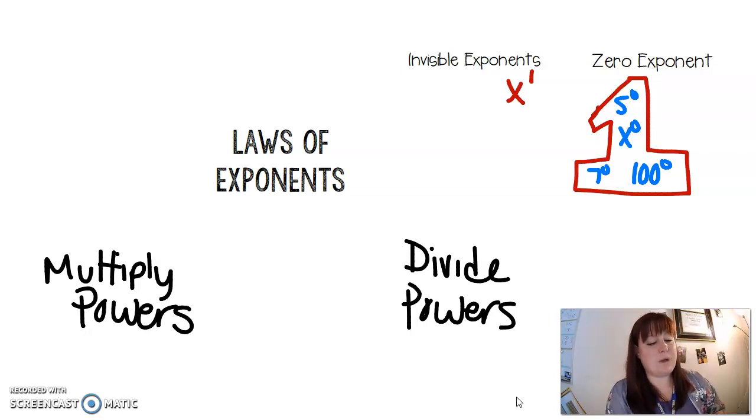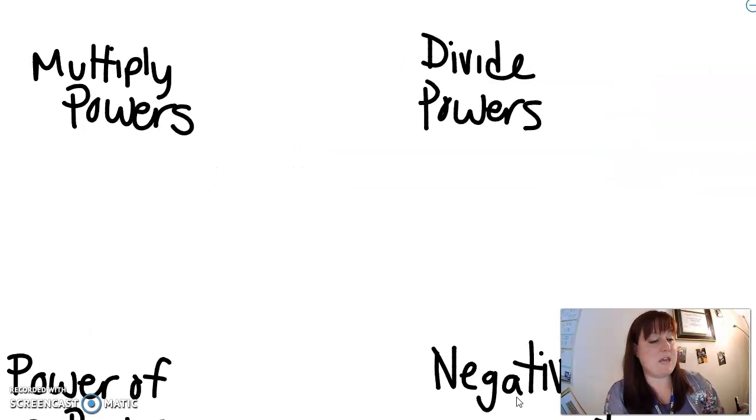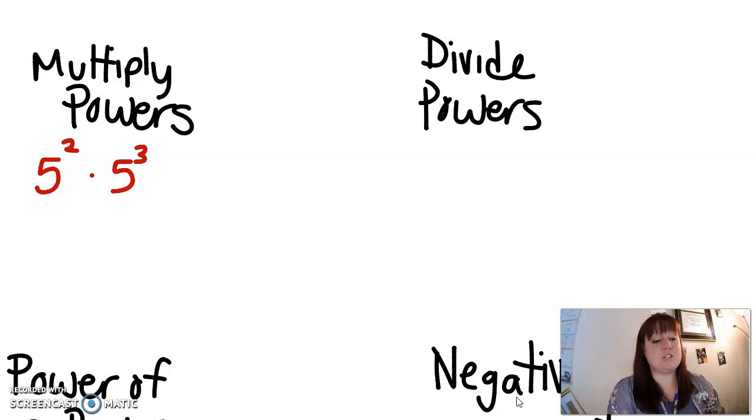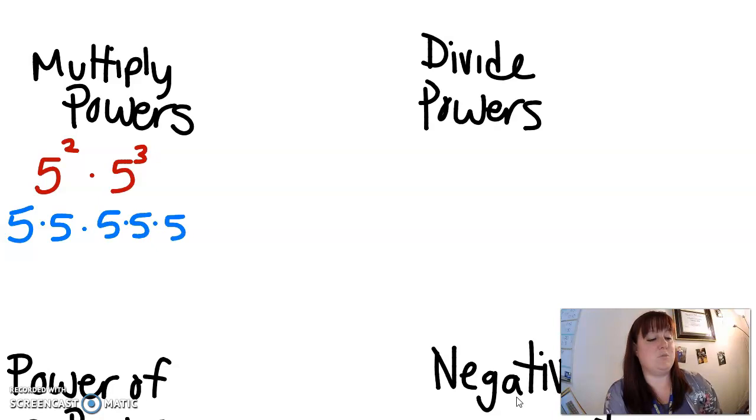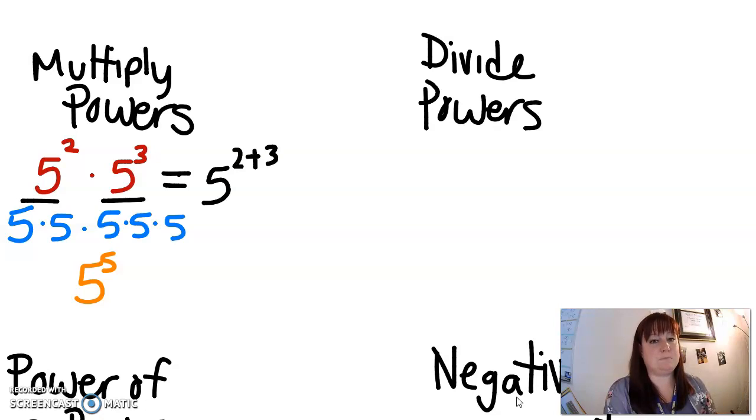Okay, multiplying powers. What happens when we have something with the same base, like 5 squared times 5 to the third? Well, let's actually think about what that means. It means 5 times 5, because that's what 5 squared means, times 5 times 5 times 5, right? Because that's what 5 cubed means. So what is this really? Well, it means 5 to the fifth. So what's the actual rule? When we multiply two things that have the same base, we just add their exponents. So this equals 5 to the 2 plus 3, right, which is 5 to the 5th.